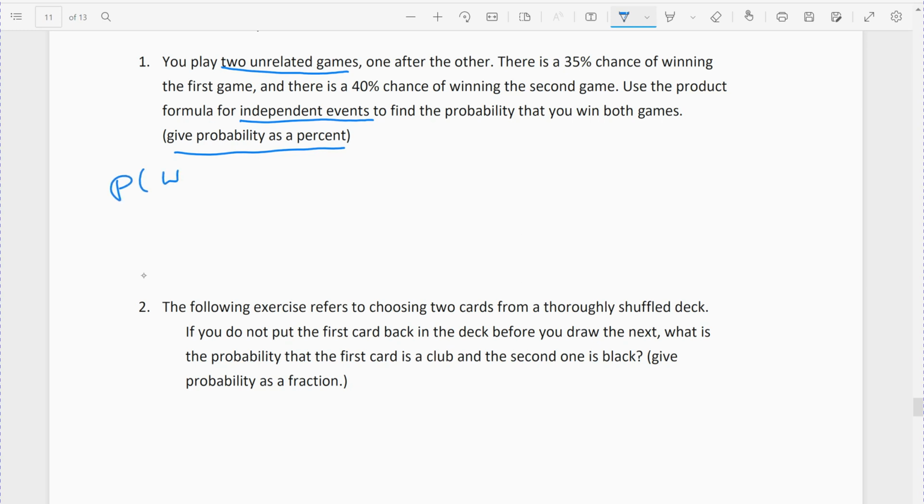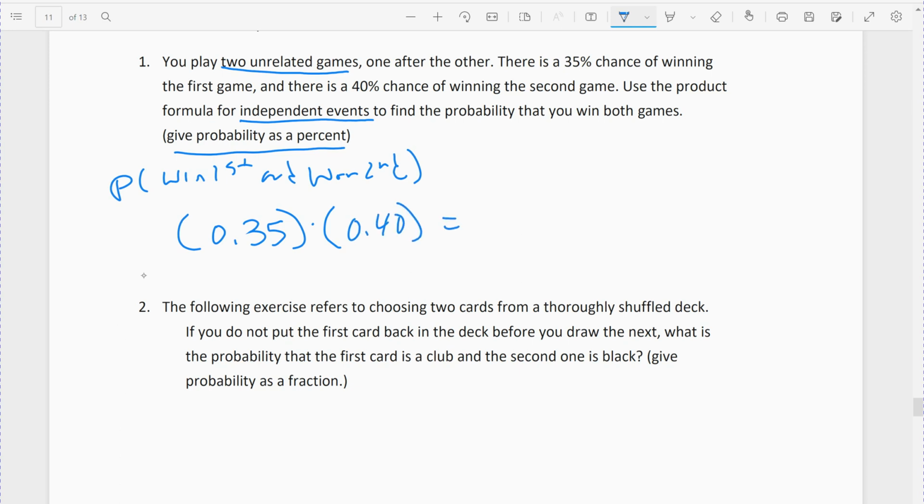So the probability you win the first and win the second is the probability of the first times the probability of the second, but these have to be decimals. So the probability of winning the first, 0.35, times the probability of winning the second, 0.40, comes out to 0.14. But then we want to write it back as a percent, so 14% chance that they're going to win both of those.